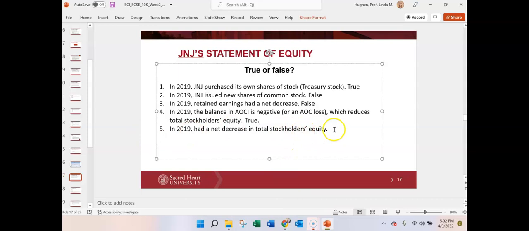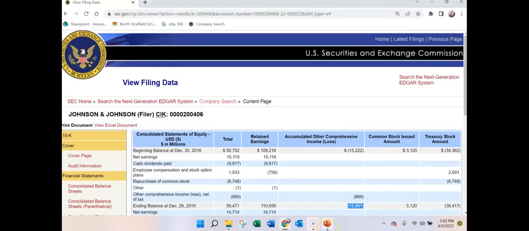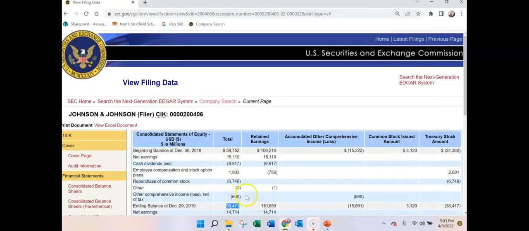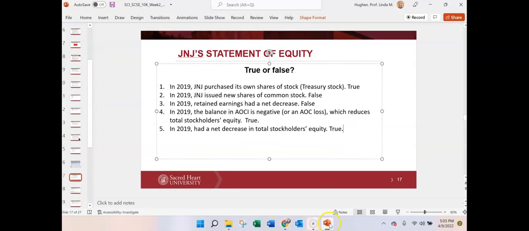And in 2019, the company had a decrease in total stockholders' equity. So let's see our total beginning balance, 59,752, ending balance, 59,471. The answer to that is true. Stockholders' equity decreased. And this statement tells us a little bit about how and why stockholders' equity decreased.